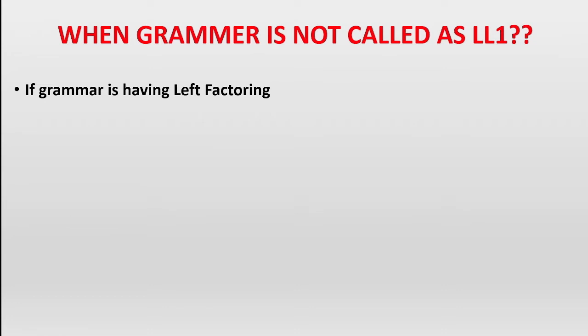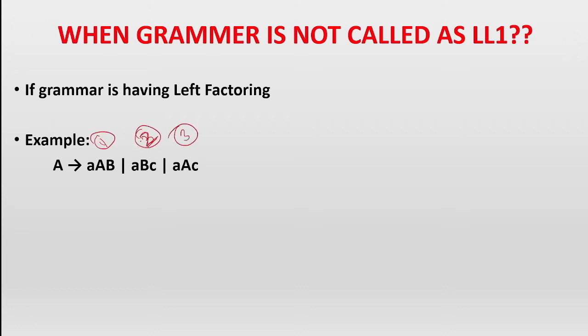Next, if the grammar has left factoring in it, then you can say it is not an LL1 grammar. So how do you check whether left factoring is there in your grammar or not? This is the example. How many productions are there in this grammar? There are 3 productions: 1, 2 and 3. All are productions of A only. So A tends to AB, then again A tends to ABC, and then again A tends to AC. You can write it like this also. This and this both are the same.